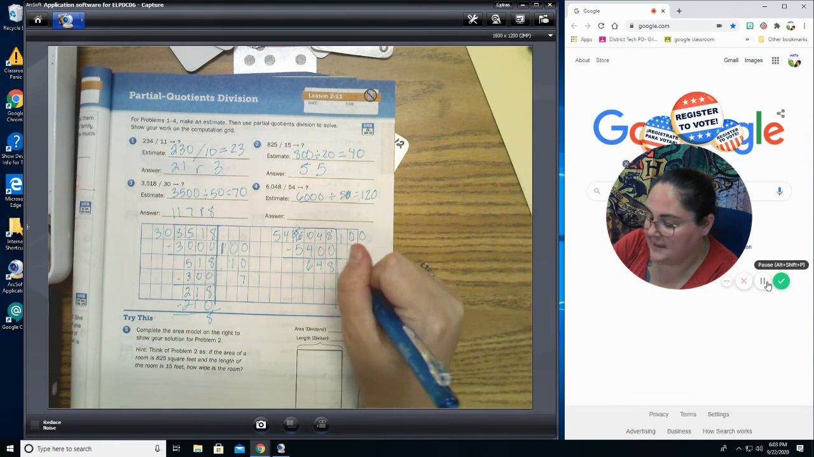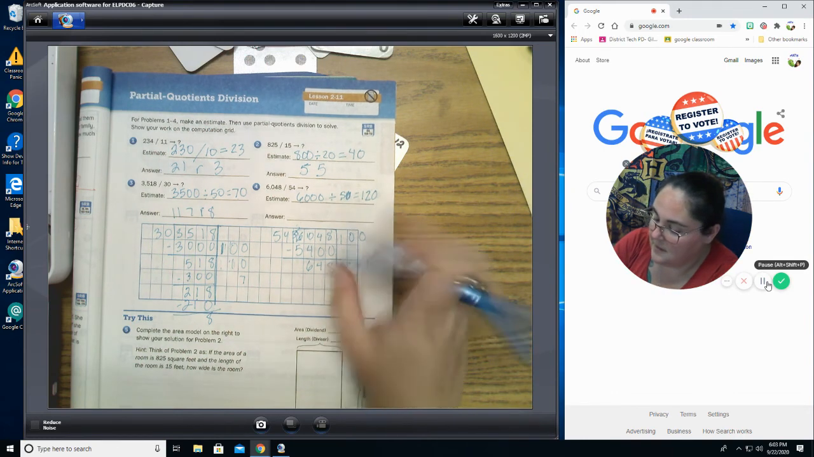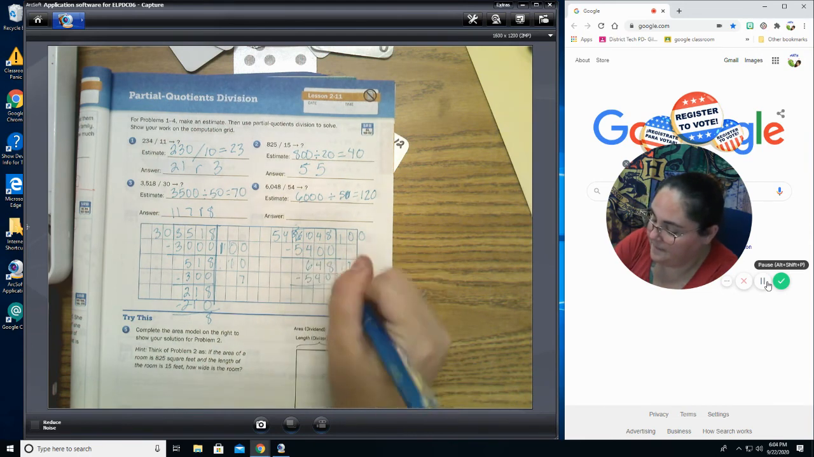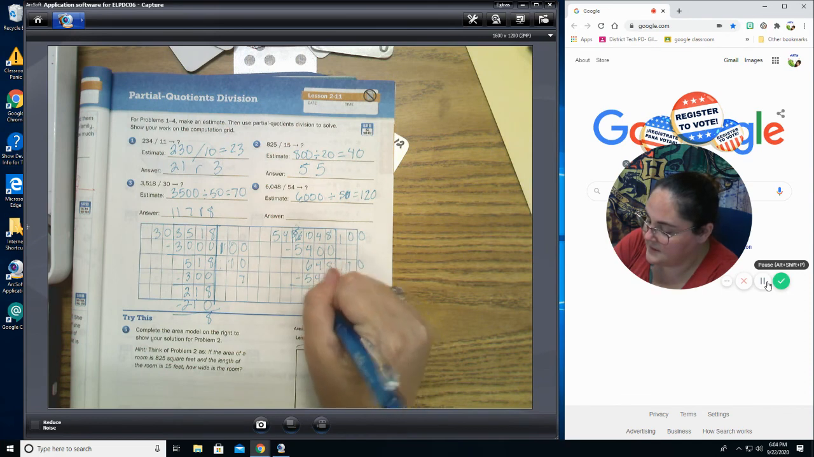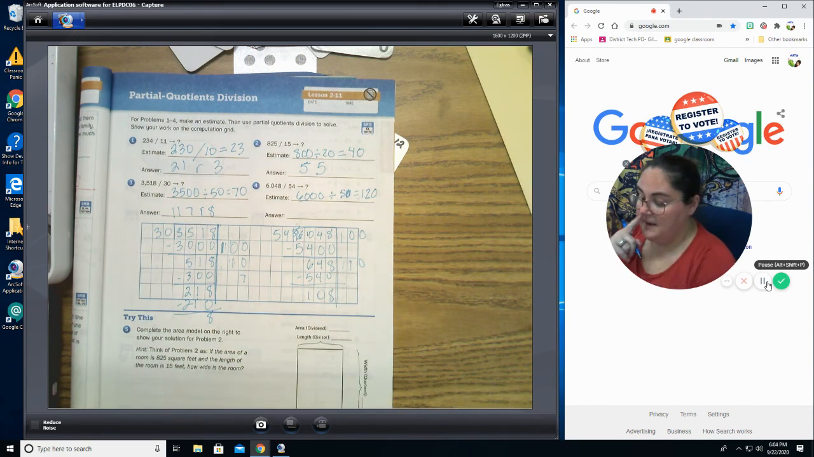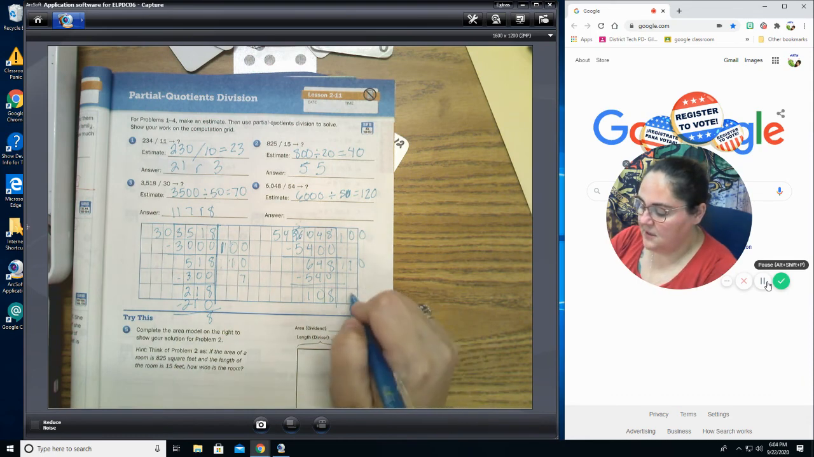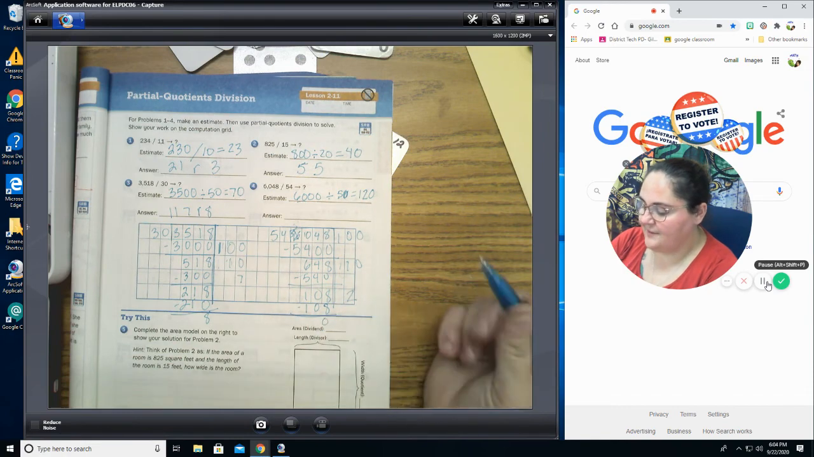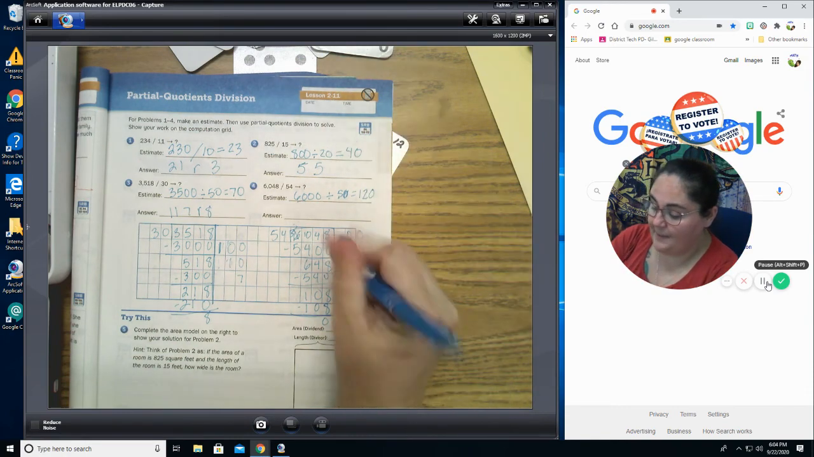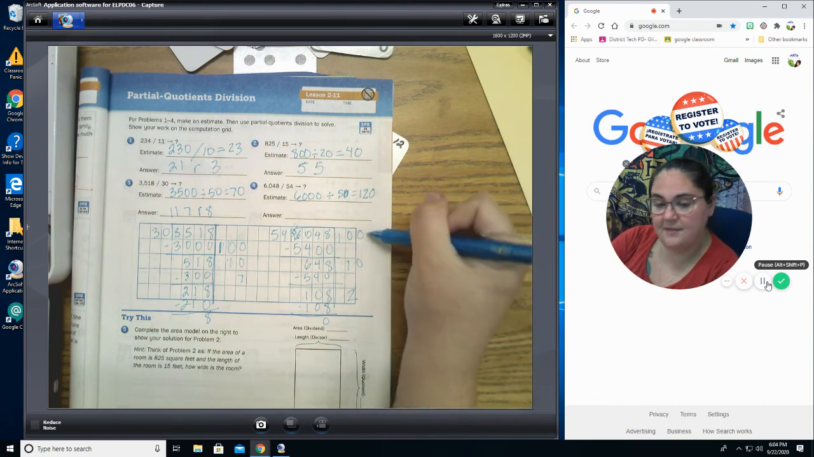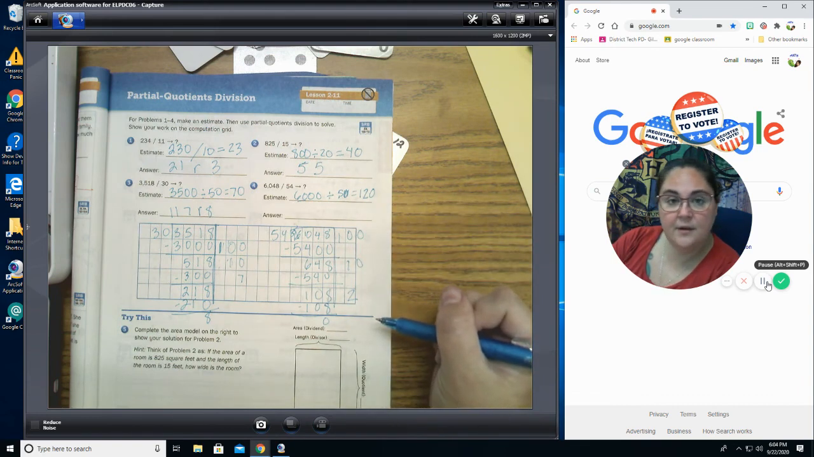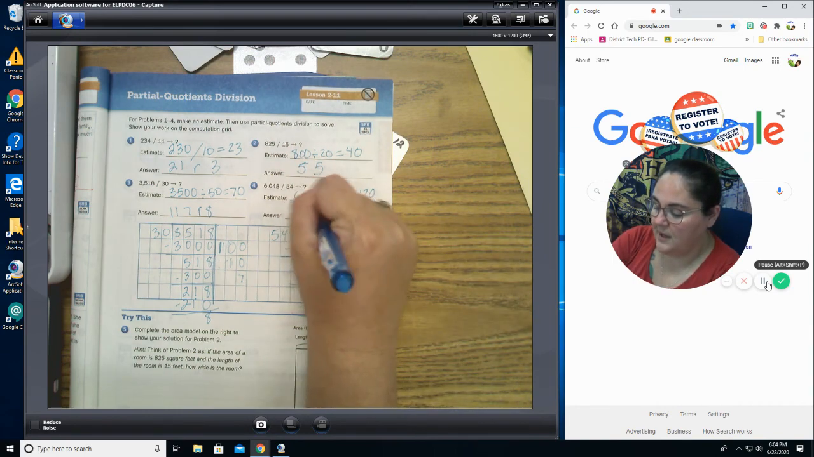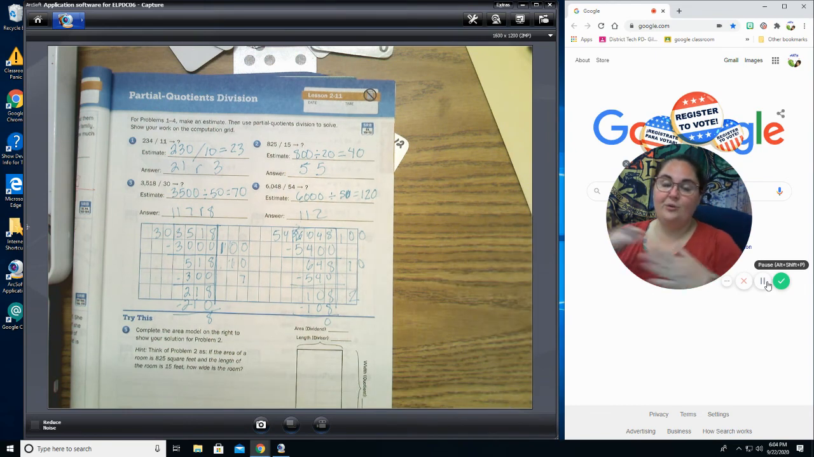54 goes into 68. Let's try 10 times. Because I can do 540. All right, here we go. 8, 0, and 1. Now 54 goes into 108 2 times. 2 times 54 is 108 with 0 left over. So my quotient, my answer, is all of these numbers here added up and no remainder. So 100, 10, 11, 12. 112, no remainder. So you can write just 112.